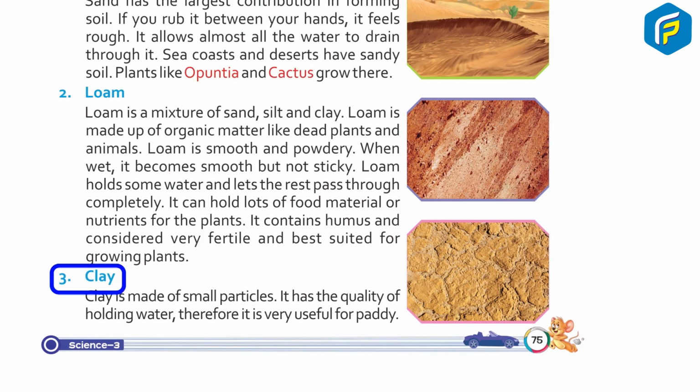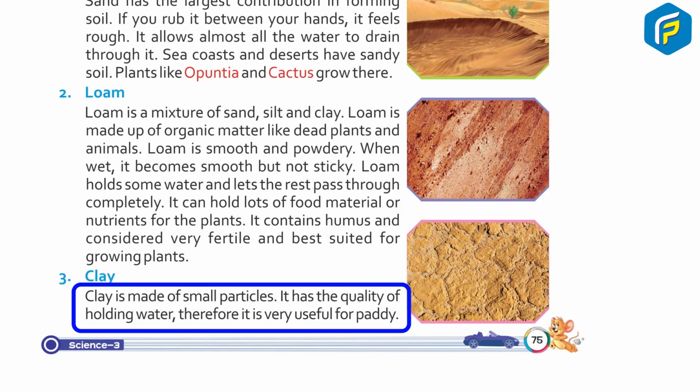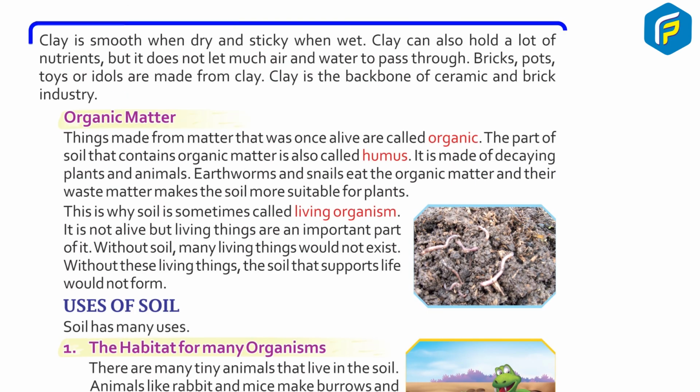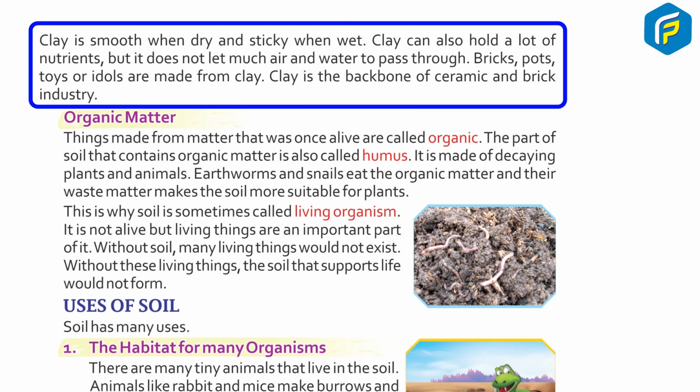3. Clay. Clay is made of small particles. It has the quality of holding water, therefore it is very useful for paddy. Clay is smooth when dry and sticky when wet. Clay can also hold a lot of nutrients, but it does not let much air and water pass through. Bricks, pots, toys or idols are made from clay. Clay is the backbone of the ceramic and brick industry.